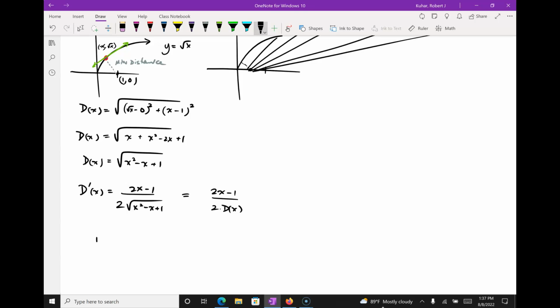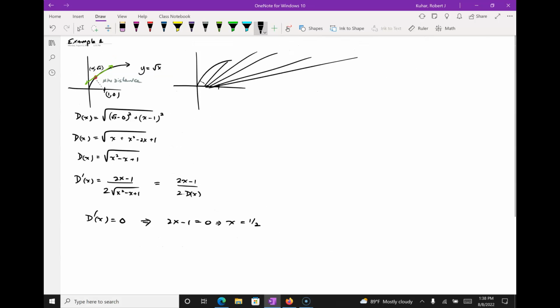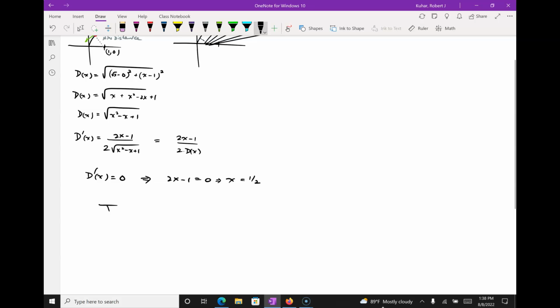So our critical values only matter when the derivative is 0. So that means 2x minus 1 equals 0, or x equals 1/2, right? I have to find the point, I have to find the distance, I have to show it's minimized, right? So the point is what? It's 1/2 comma square root of 1/2, right?